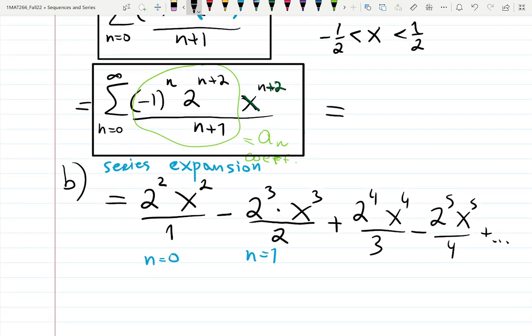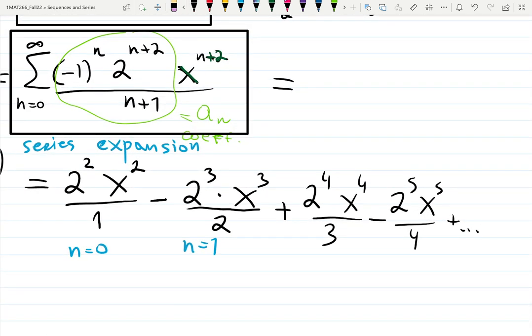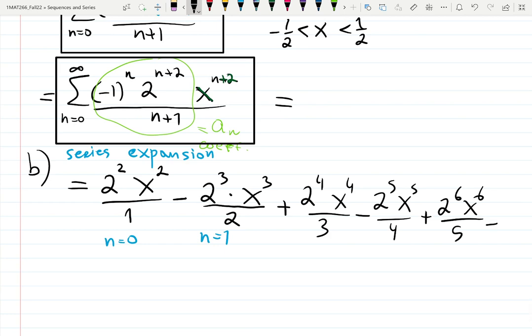We need 5. 1, 2, 3. Not enough. One more: plus 2 to the 6, x to the 6 over 5. And blue is 2, and then 3 and then 4. Those are the 5 terms I just wrote down. This is not the answer, but I wanted to stop here and ask, do you understand what is happening? We're playing with numbers, plugging the terms in order.